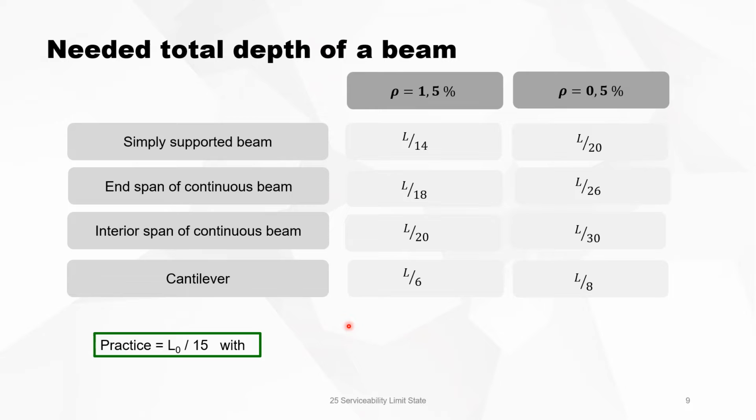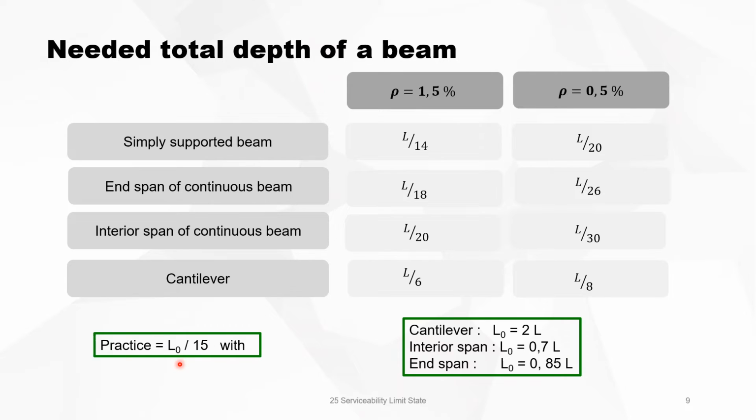So in practice, what we do is we take L0 divided by 15. This is the slenderness we start with. This is the slenderness to give us an idea of the required depth of a beam. So L0 divided by 15. L0 is the length of the beam where the bending moment is 0. So for a simply supported beam, L0 is equal to L, of course.